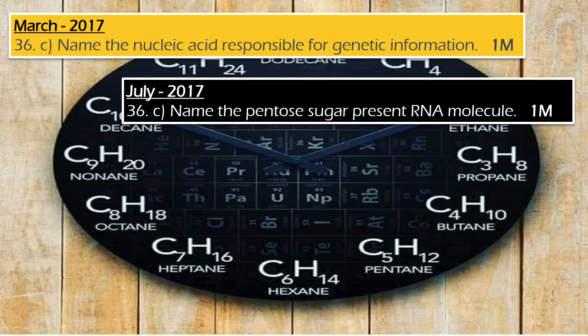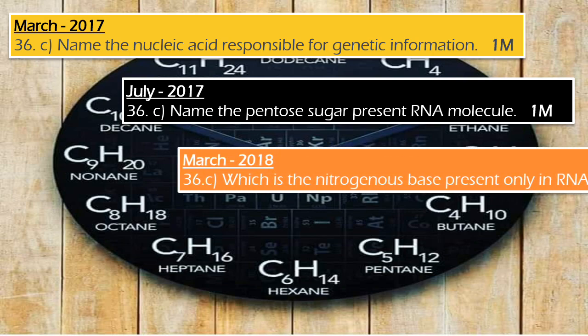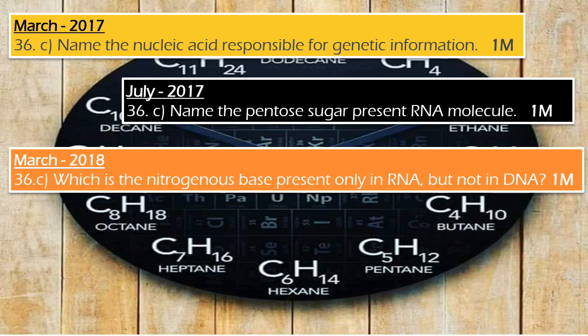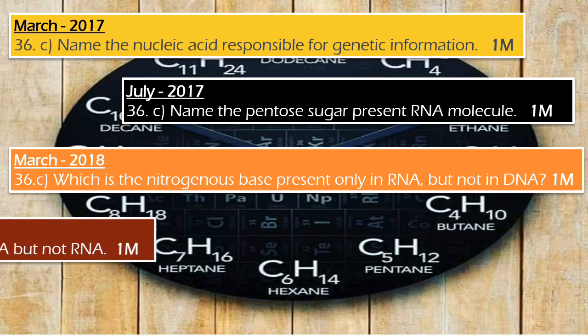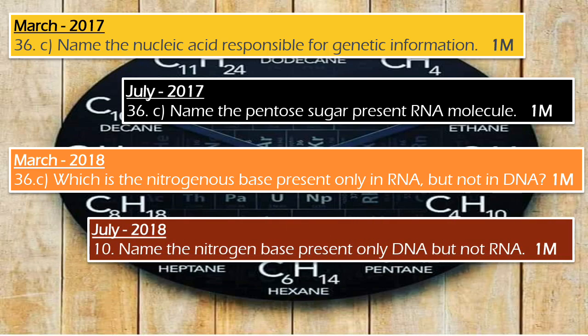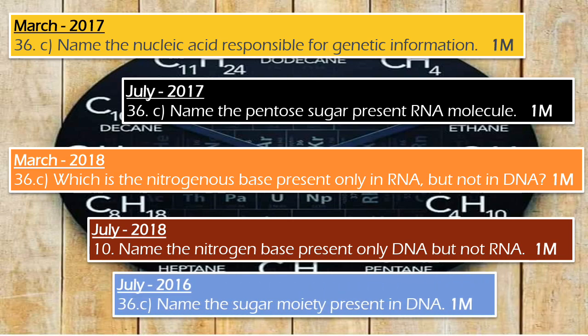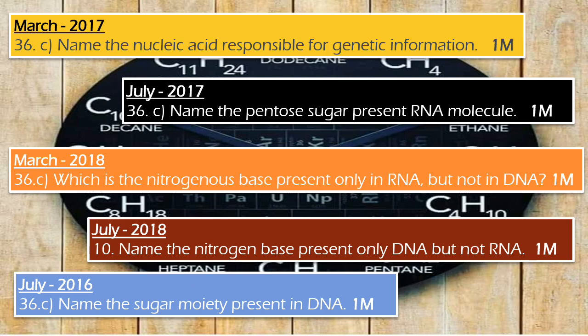July 2017: name the pentose sugar present in RNA molecule. March 2018: which is the nitrogenous base present only in RNA but not in DNA. July 2018: name the nitrogenous base present only in DNA but not in RNA. July 2016, 36th C question: name the sugar moiety present in DNA. So what can we conclude from all these question papers? You may get a 1 mark question from this nucleic acid concept. Clear? Base, sugar units, then nucleoside, nucleotide, then biological importance, specific base pairing.